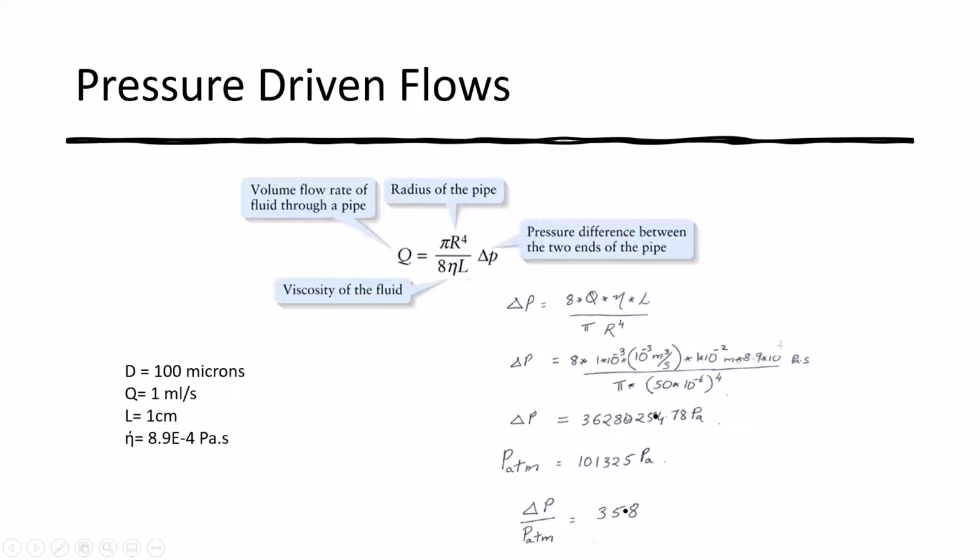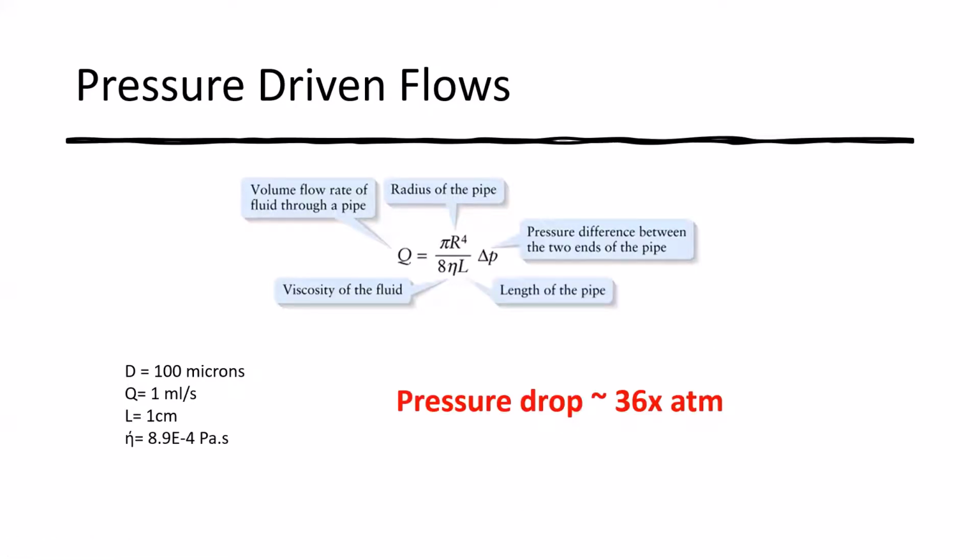How does that compare to atmospheric pressure? So the ratio of the delta P required to drive the flow with that of the atmospheric pressure is almost 36 times the atmospheric pressure. And this is a ridiculous number. And hence, pressure-driven flows are impractical in microfluidic systems, and surface tension, capillary rise, and electrostatic forces are the more viable options.